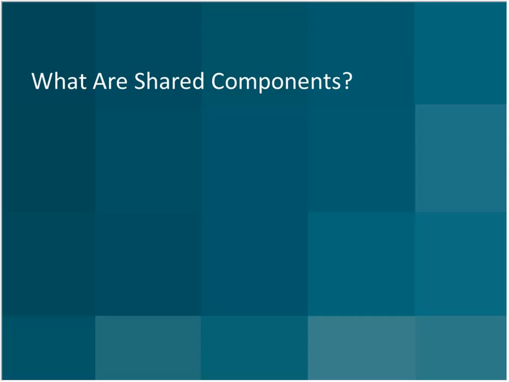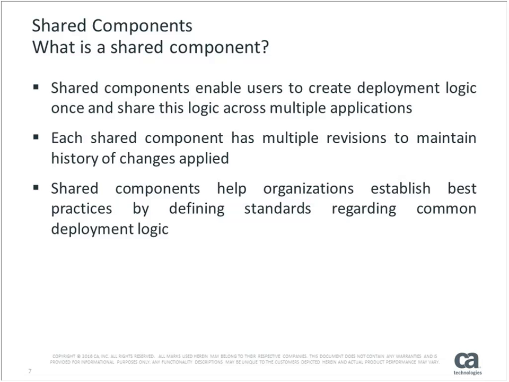The first part we're going to cover is what a shared component is. It allows you to create deployment logic once and share it across multiple applications within release automation. The beauty of this is that a shared component is versioned. What do I mean by this? There are multiple versions of the shared component, and you can have application A using version 1.0, while application B is using version 1.1 or 1.5, depending on what you're trying to accomplish.